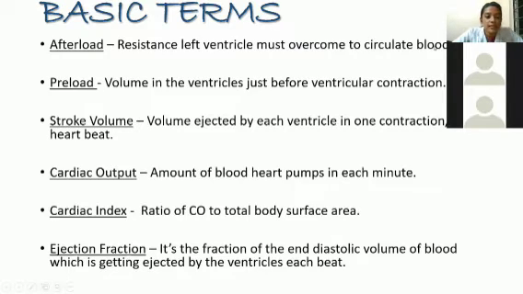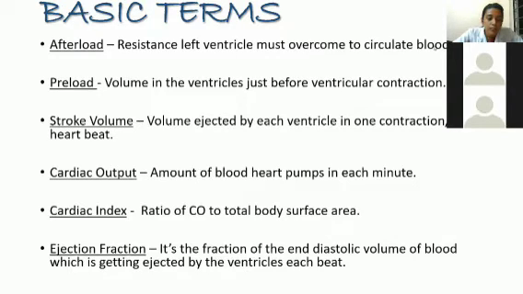So the first one is afterload. The resistance the left ventricle must overcome to circulate blood. Okay, so afterload means for the left ventricle to pump out or eject blood, it should overcome some peripheral vascular resistance. So this is known as afterload.